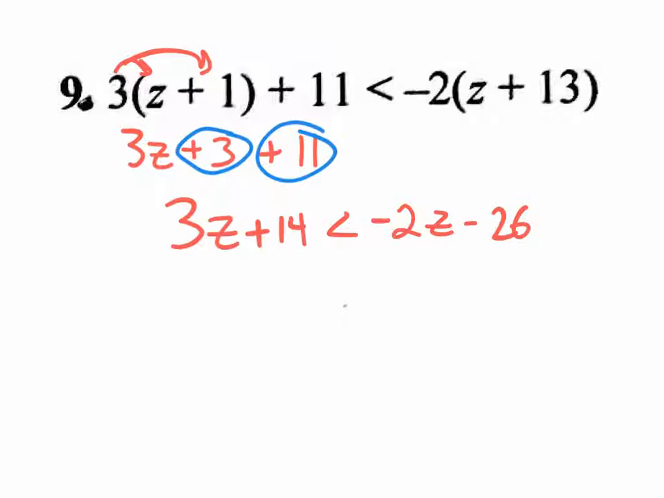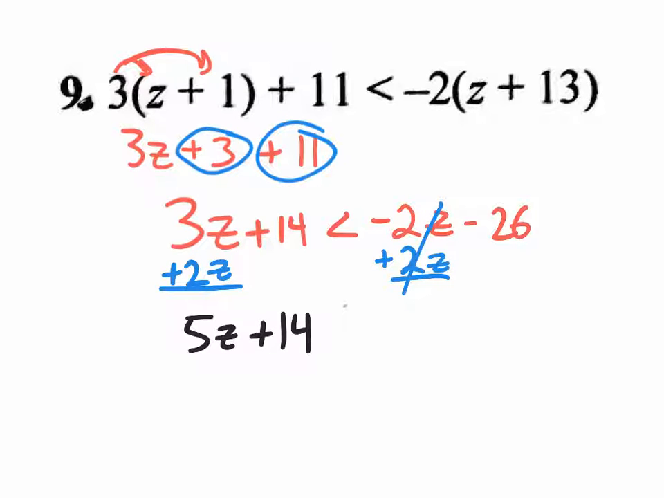We want to get z by itself on one side. I want to get rid of the minus 2z by going plus 2z. What I do to one side, I do to the other side, plus 2z. And Janisa, what would I get to rewrite everything right now? Okay, that was 5z plus 14. What else? Less than, what's left on the right side? There you go, negative 26.